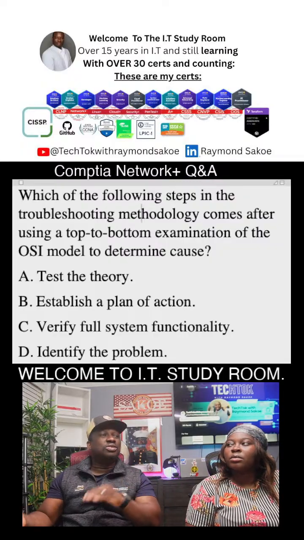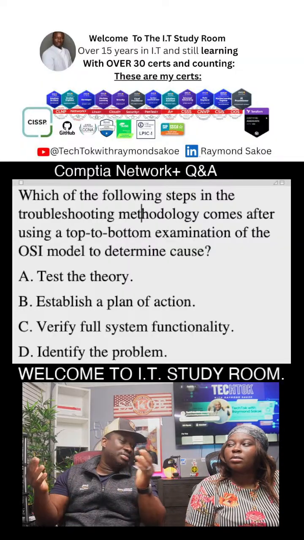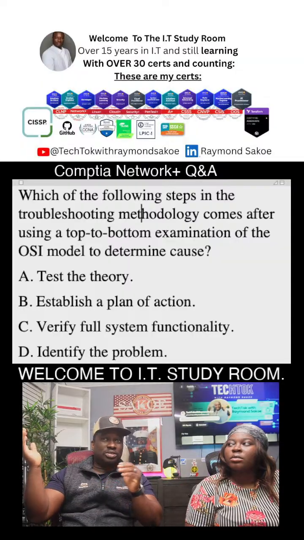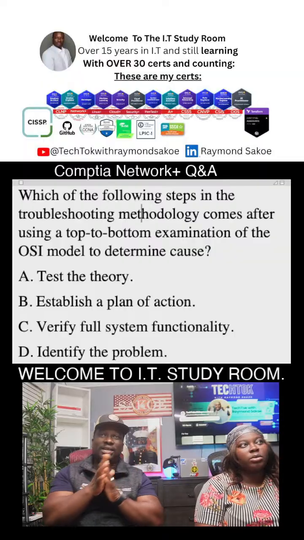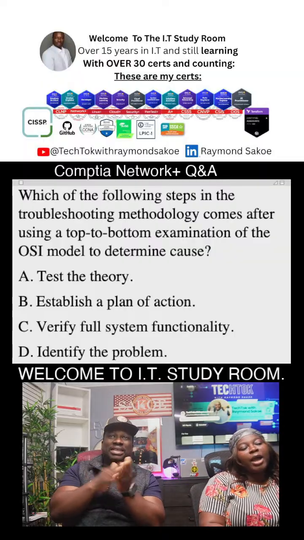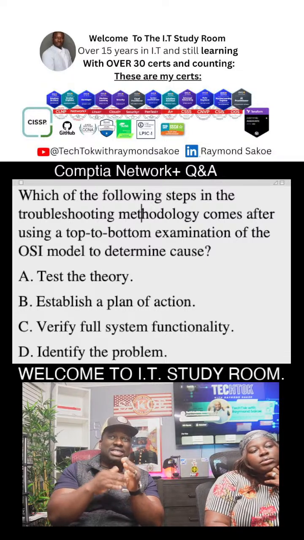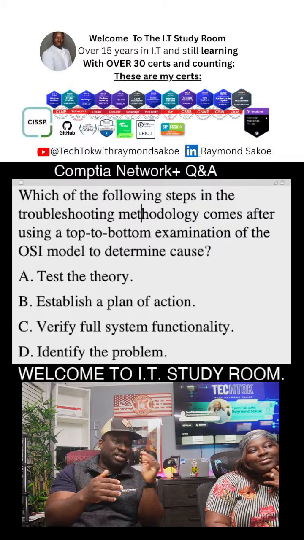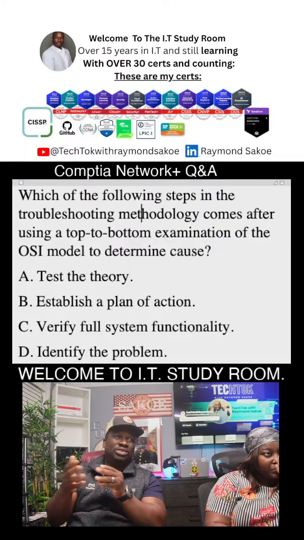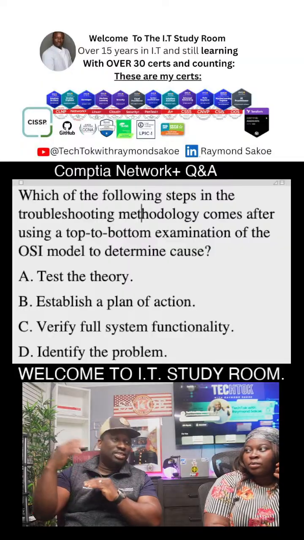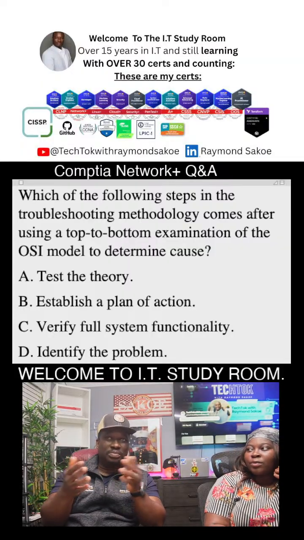How are you going to attack this specific issue? Sometimes you might have to go to the store and buy a new Wi-Fi box. It depends. You have to establish a plan of action. Number 5 is implement the solution. Once you establish your plan, the next step is to implement the solution. So you established the plan, went to the store, bought the new Wi-Fi, and implemented it.